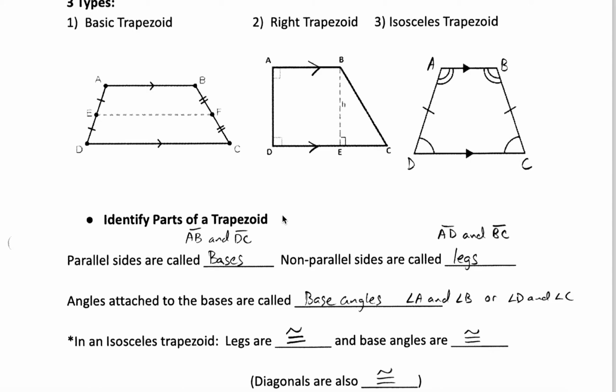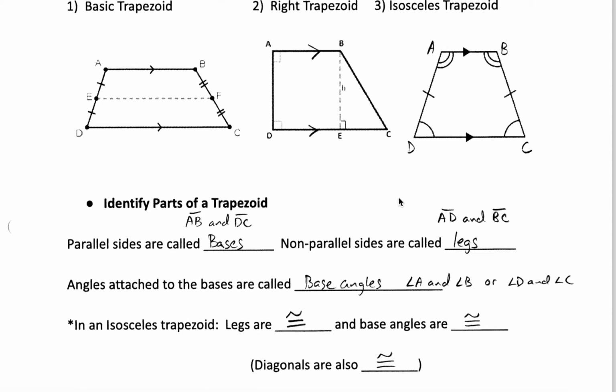Angles that are attached to each base, for example, angles A and B, are called base angles. Also down at the bottom on the other base, we have angles D and C. Those are also a pair of base angles. In an isosceles trapezoid, we have a specific relationship between those base angles. Just like in an isosceles triangle, base angles are going to be congruent, but because the top got cut off that triangle, we also have another pair of base angles, so they're also congruent. So 2 pairs of congruent base angles in each isosceles trapezoid.